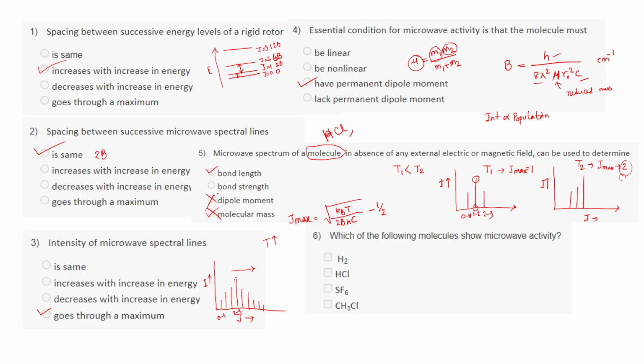And what about bond strength? Where can we get the bond strength? We can guess it. For example, if the bond length is large, the bond strength will be less. If the bond length is less, the bond strength will be more. Very good. But that is a qualitative value, not a quantitative one. To get it quantitatively, you need to do IR spectroscopy. That is the vibrational spectroscopy.